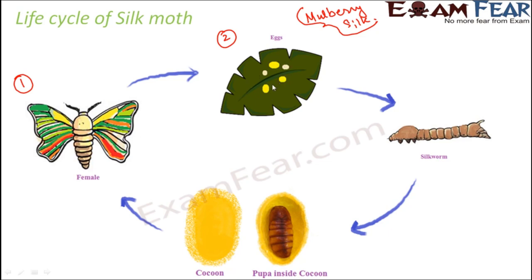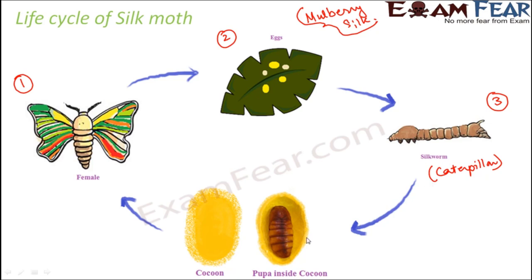So this is where the eggs are being laid on the leaves of a plant, and these eggs will gradually grow to form a worm-like structure called the silkworm. So that's how the silkworm is formed. Now once the silkworm is formed, what happens next? This silkworm is also referred to as the caterpillar stage of a silk moth.